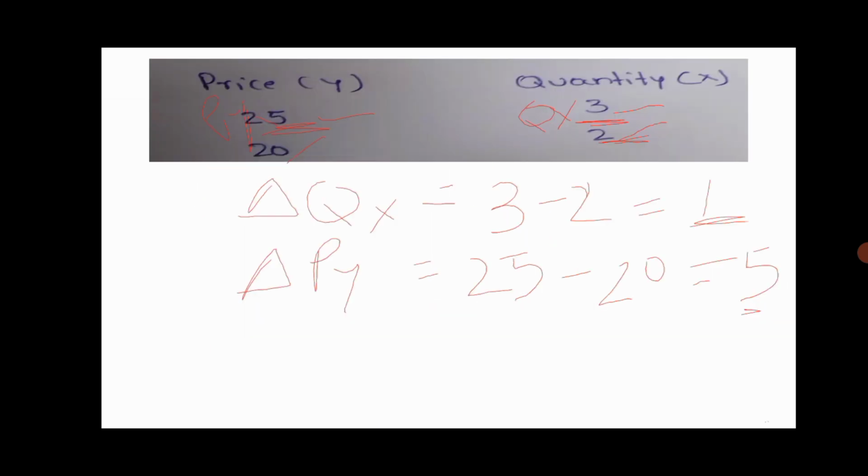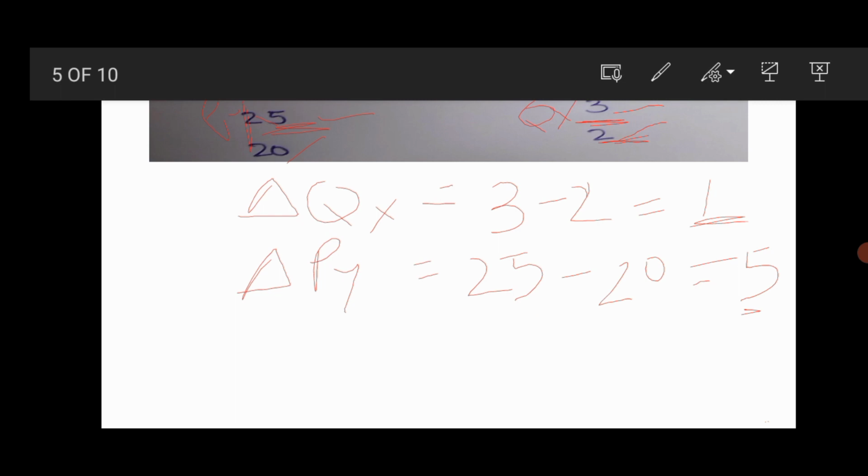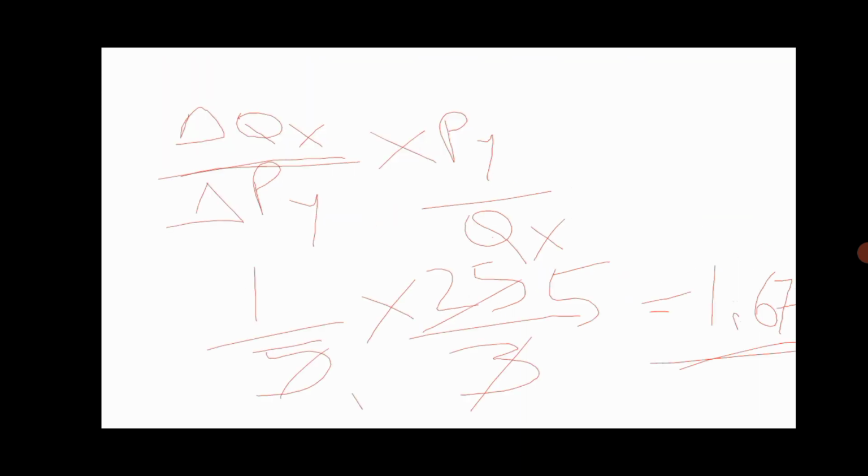So here you can see that when the price of Y has reduced, the quantity demanded of Qx is also reduced. So it is an example of substitute goods, that is positive cross elasticity of demand.